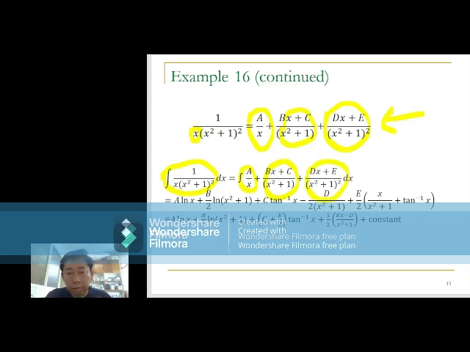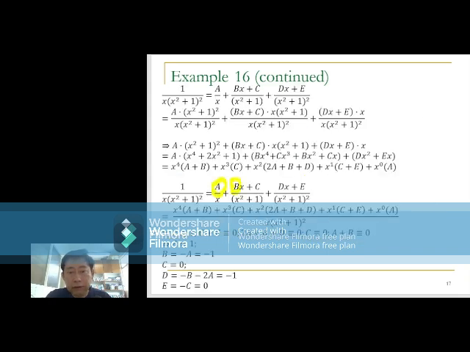There are a total of 5 integrations to be performed. The A term, B term, C term, D term, and E term integrations have been shown explicitly in this video, and we obtained the result of the integrations as shown in this line. We also showed how to obtain the values of the constants A, B, C, D, and E by equating the coefficients of the powers of x to the coefficients in the numerator of the original fractional function.